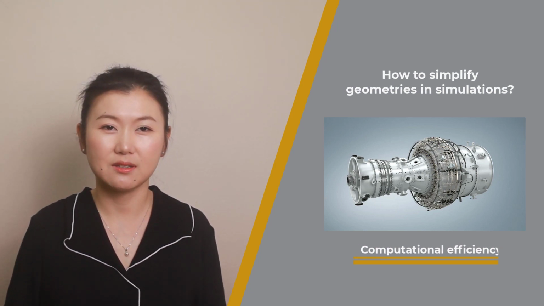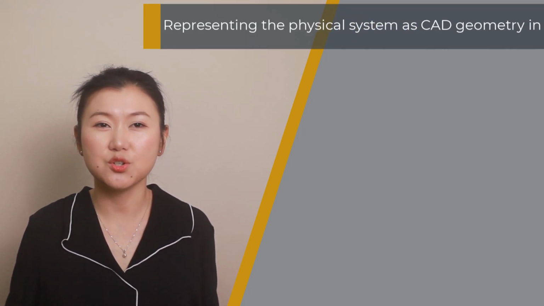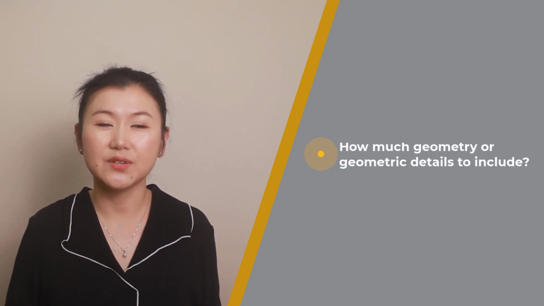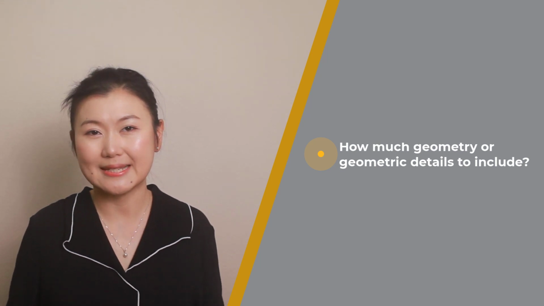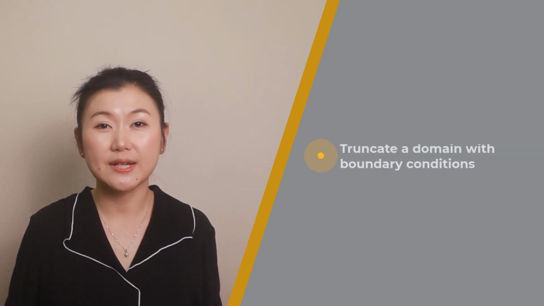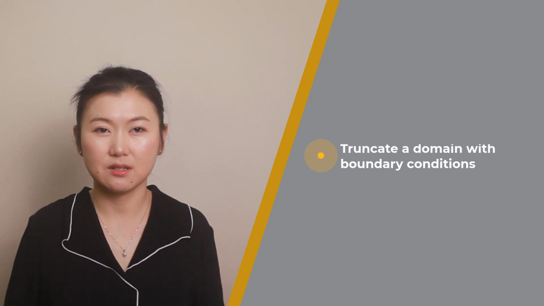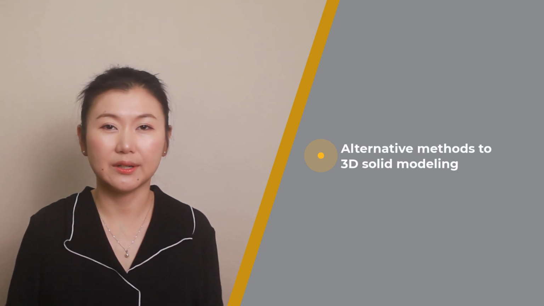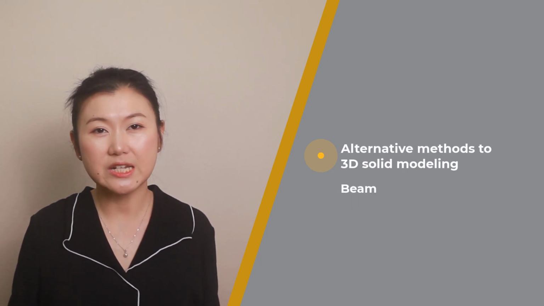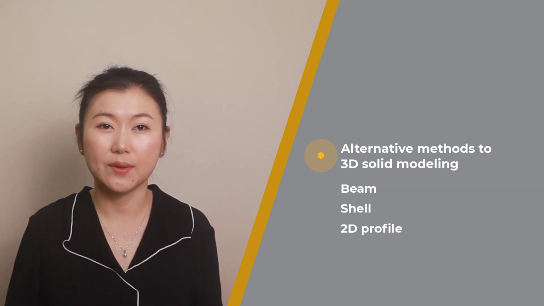In this Ansys Innovative course on representing the geometry in structural analysis, we will go through the thought process involved in determining how much of our assembly or system to include in the simulation. We need to consider the implications of truncating our domain with boundary conditions. Also, we'll explore alternative methods to 3D solid modeling, such as using beam, shell, or 2D profiles that can speed up the solutions considerably when applicable.